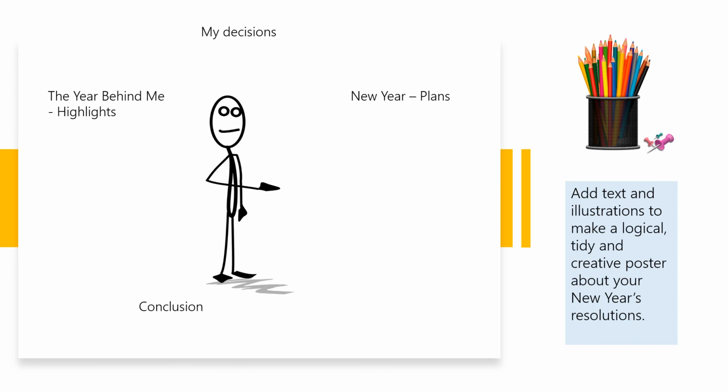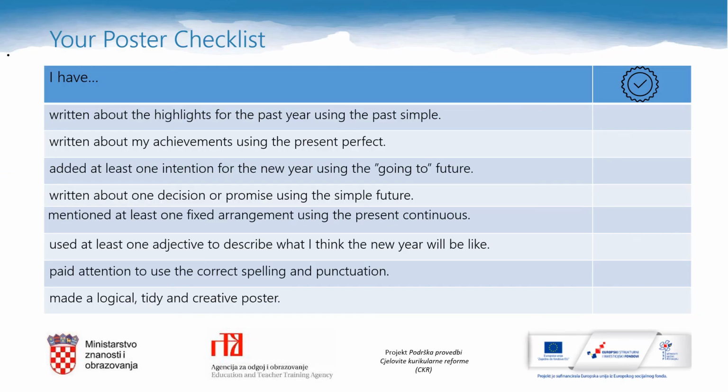Remember the structures. And finally, think of some of the adjectives and pick one or more that are appropriate for your conclusion about what you think the year will be like. Add text, add your illustrations, and try to make a logical, tidy, and creative poster about your New Year's resolutions. This checklist will help you organize your poster. Go through this checklist and check that you have added all the important parts to your poster. When you have all the ticks, you are ready.